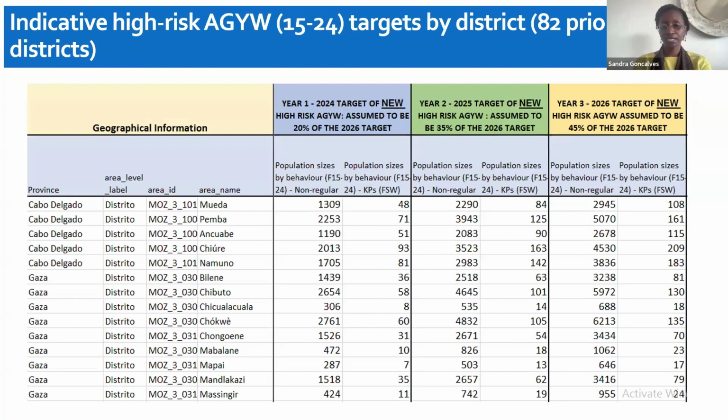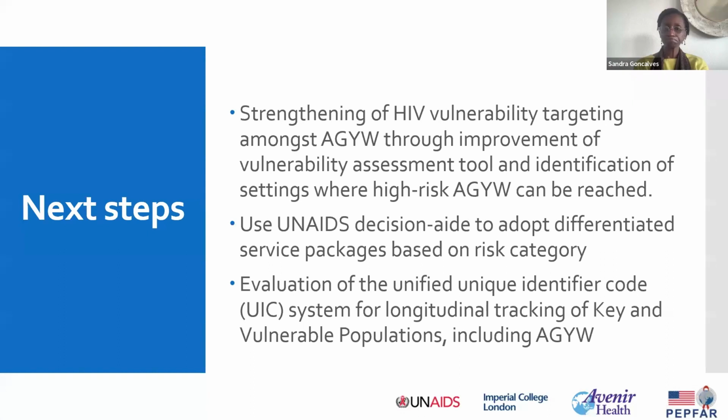And then in terms of next steps, as the last slide, after we used the tool to prioritize districts and set targets, the next discussions are around strengthening HIV vulnerability assessment through improvement of the vulnerability assessment tool, and also the settings where we can reach high-risk AGYW, and also using the UNAIDS decision aid. And lastly, the evaluation of a unique identifier code that would avoid double counting. So thank you very much.